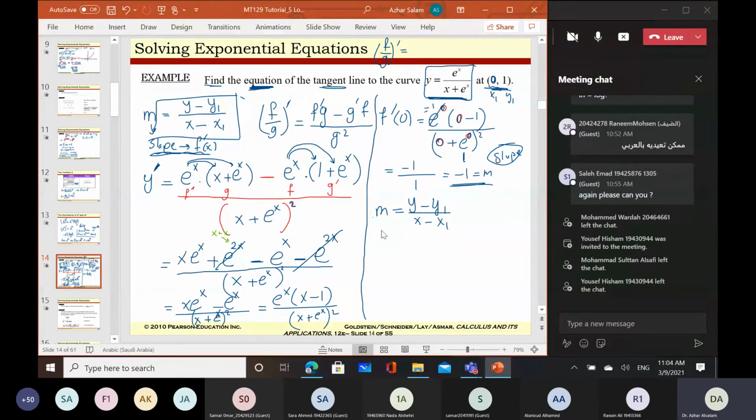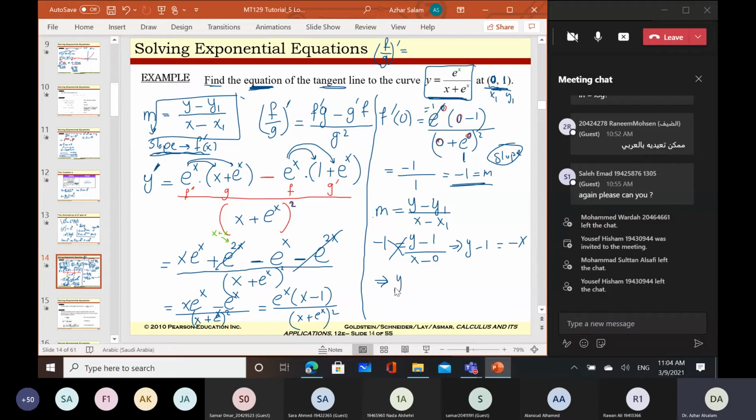I will substitute my quantities. I have m minus 1 equals to y minus. This is y1, which is 1, and this is x1. So x minus 0, which is x. Okay? Okay, I will make a scissor multiplication. I will have y minus 1 equals 2 minus x. طبعا هي x ناقص الصفر هي x multiplied by minus 1, it will be minus x.